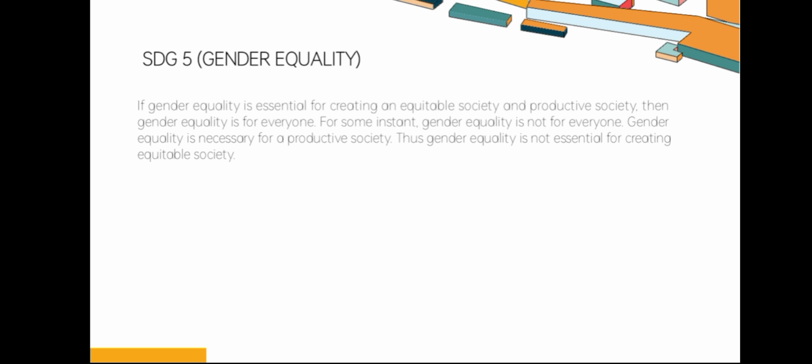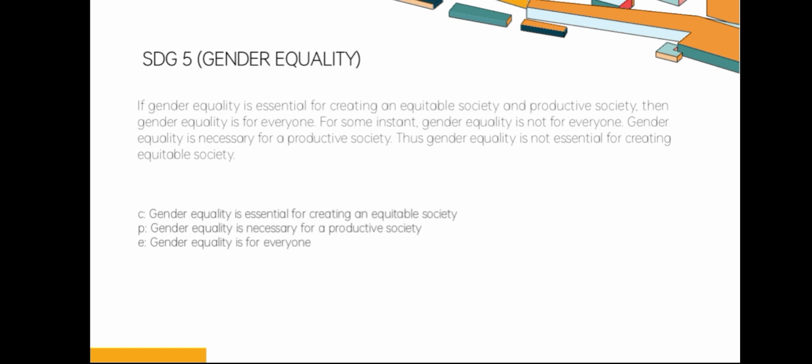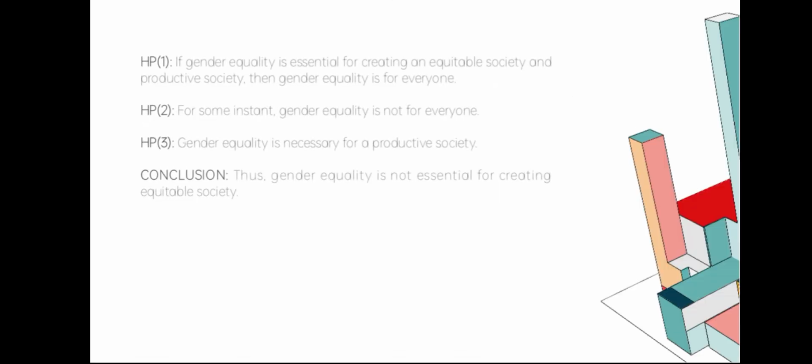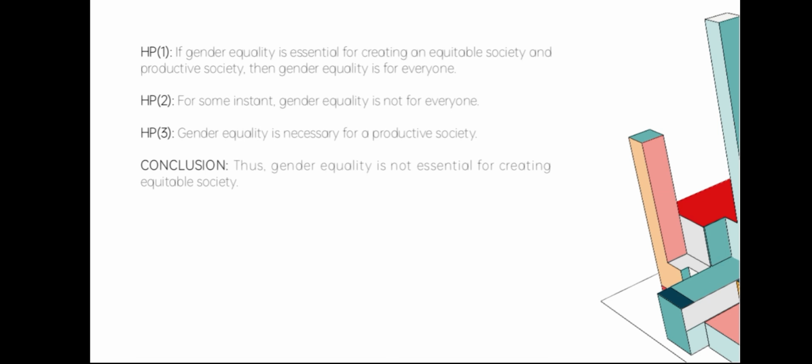For this argument, let's drag down the variables. The variables are C for gender equality is essential for creating an equitable society, P for gender equality is necessary for a productive society, and E for gender equality is for everyone. Now let's drag down the hypotheses from the argument. For hypothesis 1, if gender equality is essential for creating an equitable society and productive society, then gender equality is for everyone. Here is the symbol.